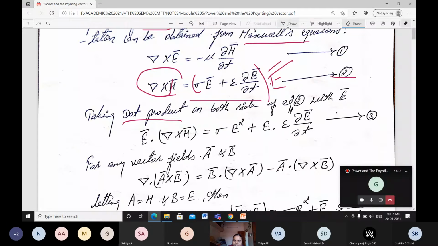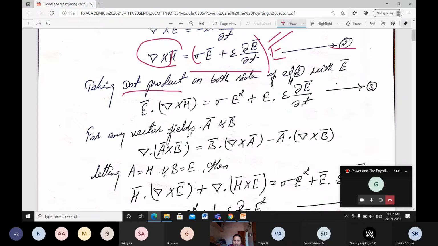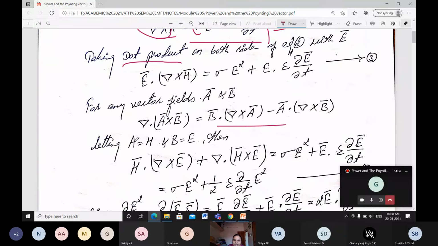Then sigma E square plus E dot, when I multiply here, epsilon dou E divided by dou T. Then for the vector identity, del dot A cross B is going to be B dot del cross A minus A dot del cross B. This is the basic equation. In this case A is taken as H and B is taken as E.